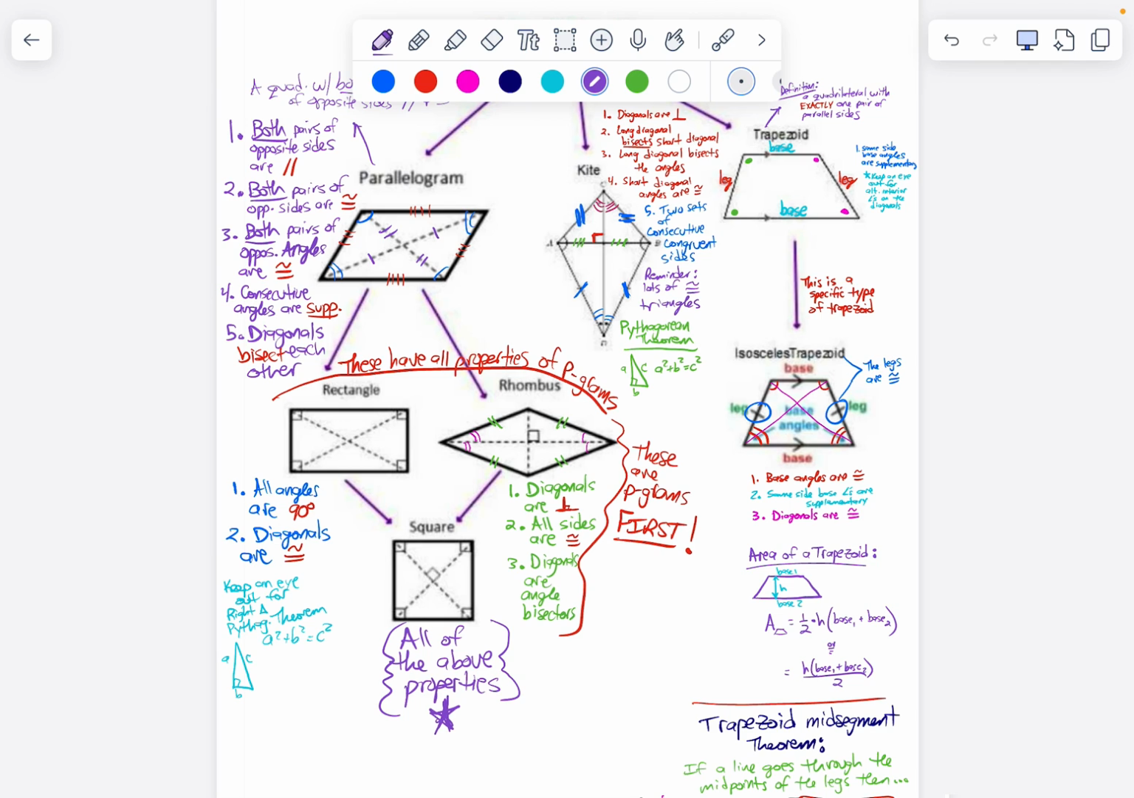You don't have to do all 5 of these, you just pick one of them. So let's say both pairs of opposite sides are congruent. Let's say I pick that one. How do you prove opposite sides are the same length? What tool do you use? Distance formula. If I say both pairs, how many distance formulas is that? 4. Because pairs, right? 2 pairs, that's 4. So 4 distance formulas. That gets us to parallelogram.